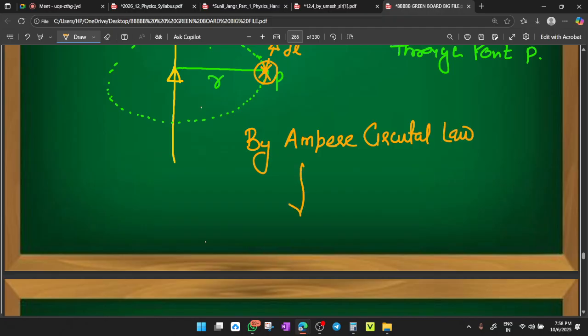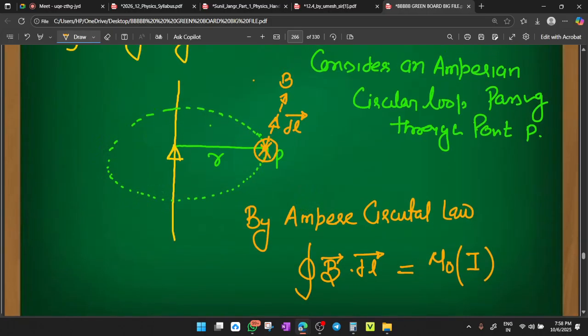In Ampere's circuital law, we have a statement that the line integral of the magnetic field, B dot dl, equals mu naught times the current I. Only one conductor is there, so that is having the current I. As there is only one conductor having the current I, we have placed mu naught I.